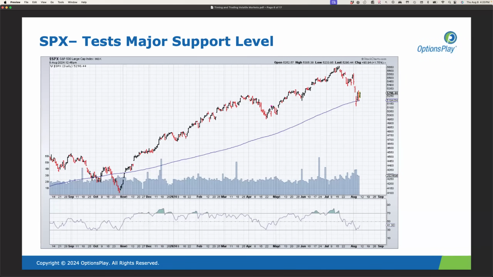So if you look at the S&P 500, we managed to pull back to this 5140, 5150 support level. So this was a resistance level at one point that has now turned into support. You also have the 150-day moving average coming in here around 5150. I'm sorry, 5200, acting as some support here.